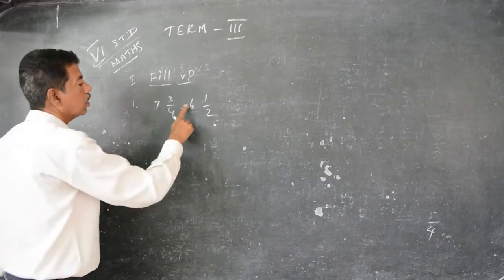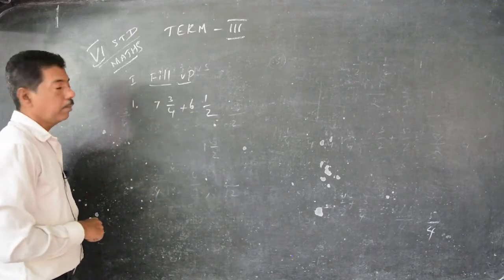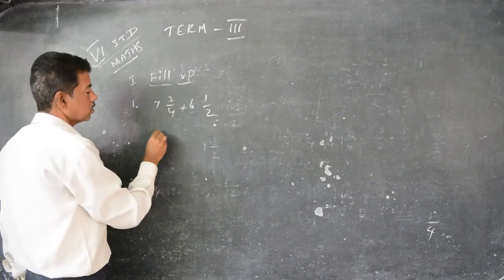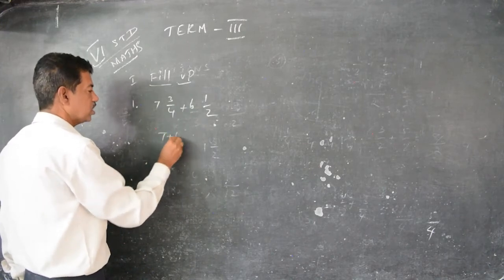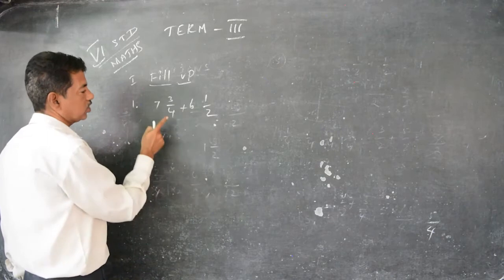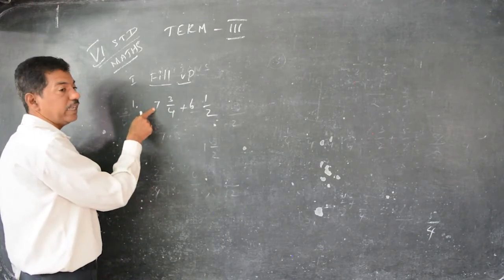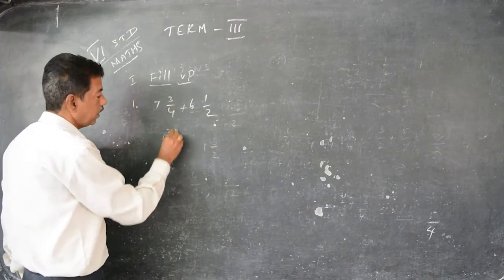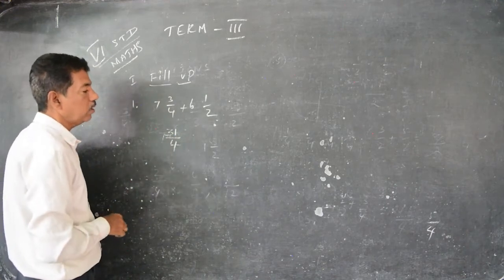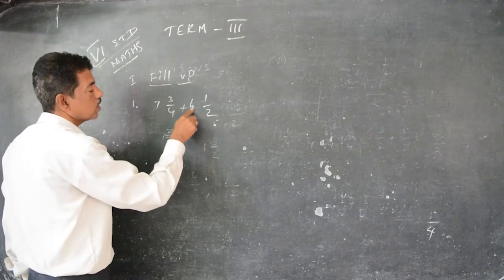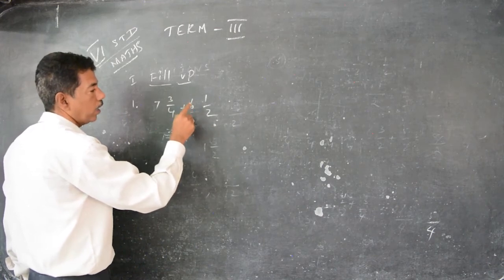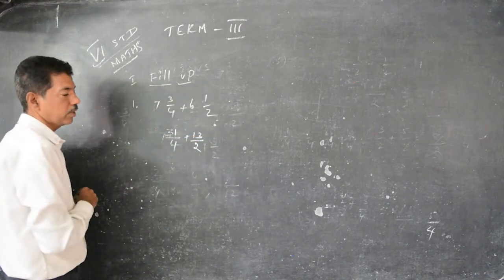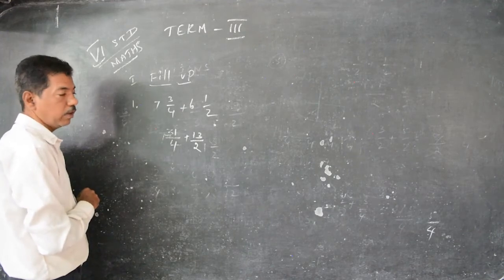Both are in mixed fraction. First you add these two things, 7 plus 6. Otherwise you make it into an improper fraction. 4 7s are 28, 28 plus 3, 31. 31 by 4, plus 6 2s are 12, 12 plus 1, 13, 13 by 2. Can you able to follow?